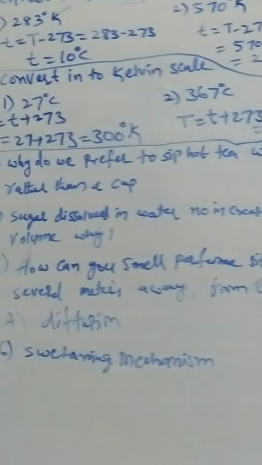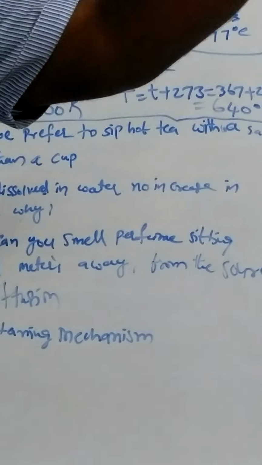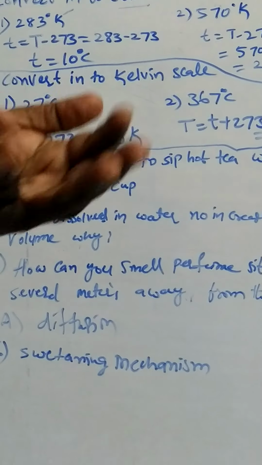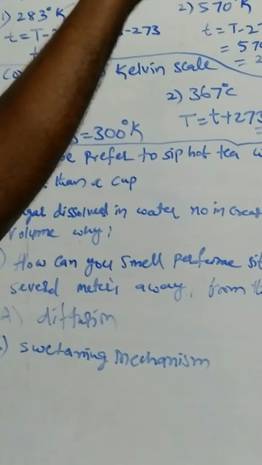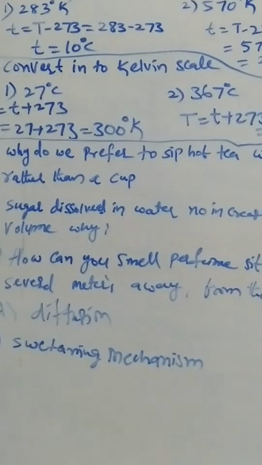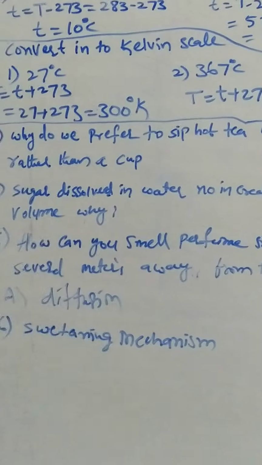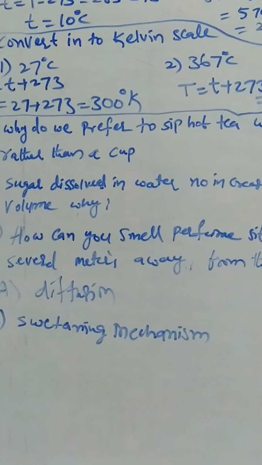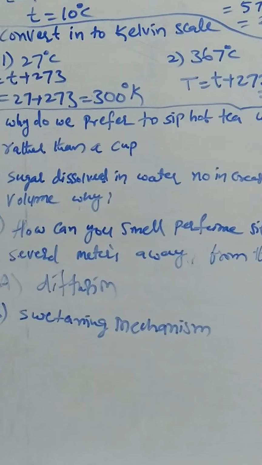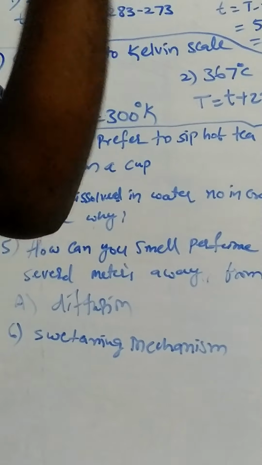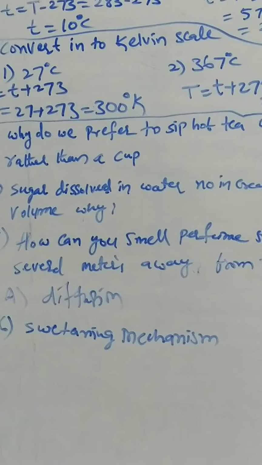So whenever the perfume is kept in the corner of the room, what happens? The liquid particles convert into gas. So they will escape from one place to another easily. So you will get the smell due to the diffusion property. Okay? They will move from one place to another because of diffusion.